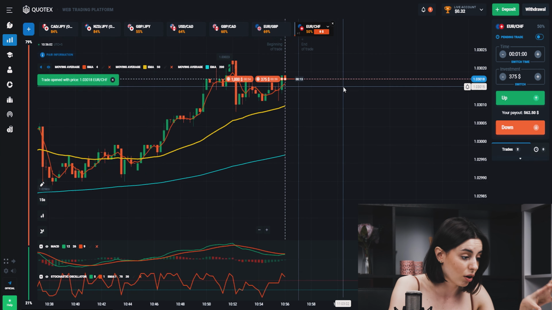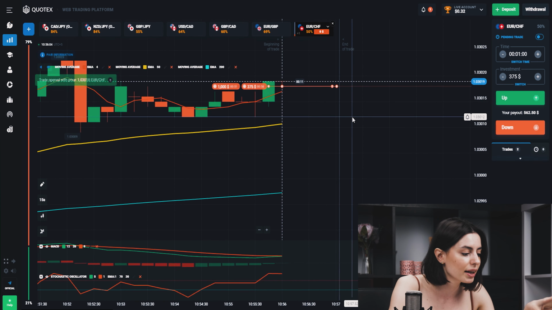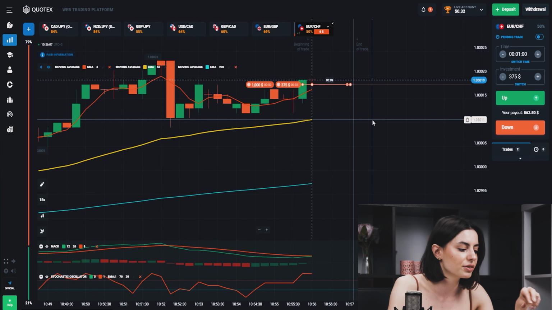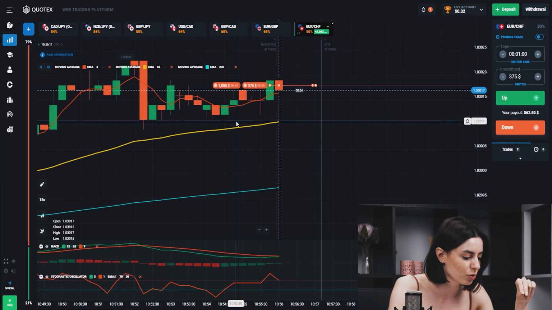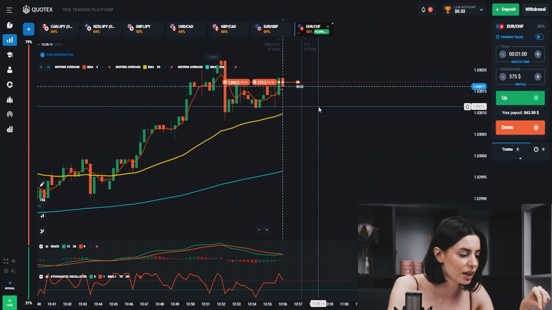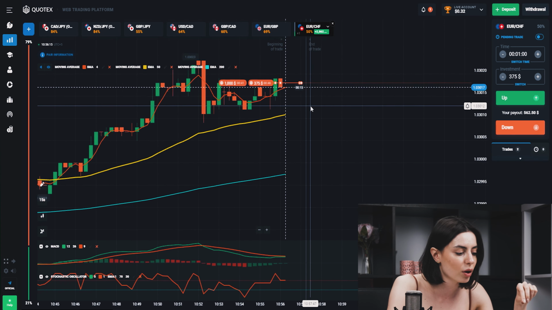MACD here is just crossing, so the chart was growing a little bit, and after this cross of the MACD indicators, we are expecting a downward movement. So we made that, and the stochastic oscillator combined shows us we are falling. Let's see.